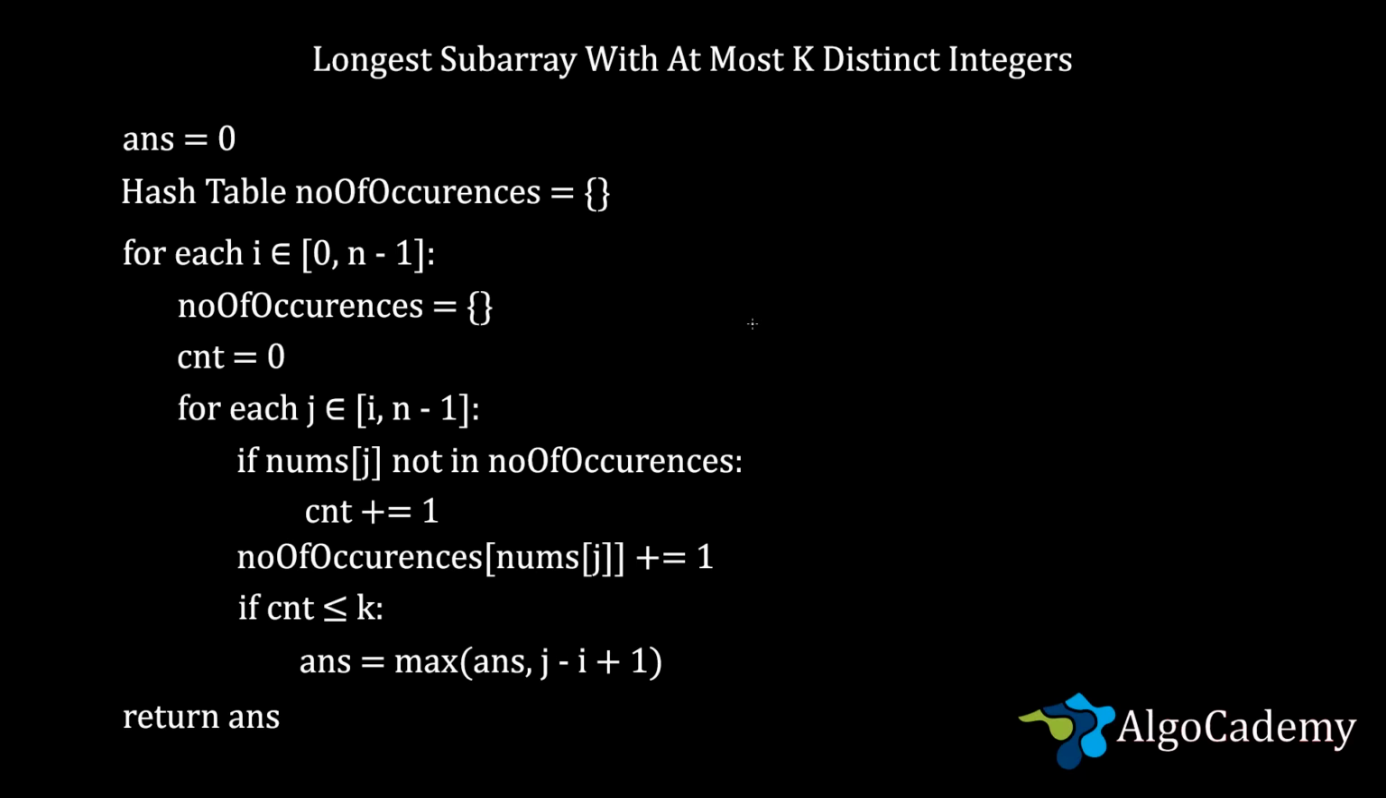Remember our big O of n squared approach to solving this problem? Pretty simple. We have tried out each and every subarray, but we were able to update the number of distinct values in that subarray in constant time, which is super cool.